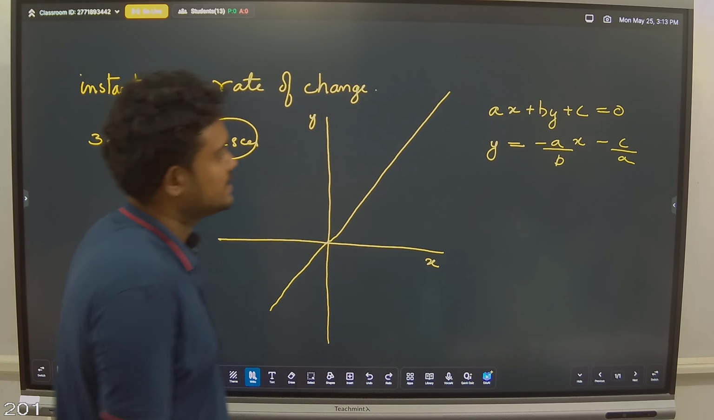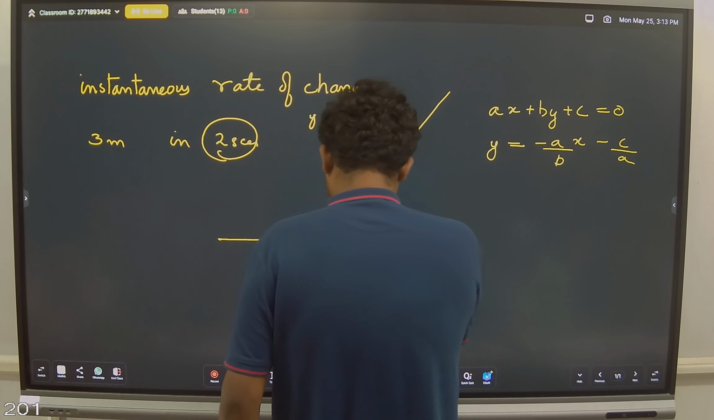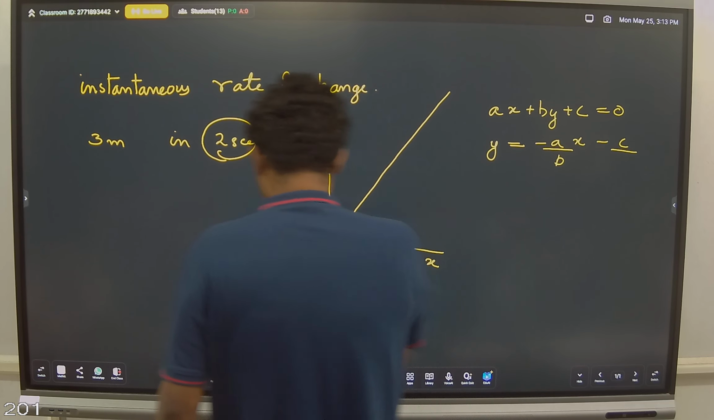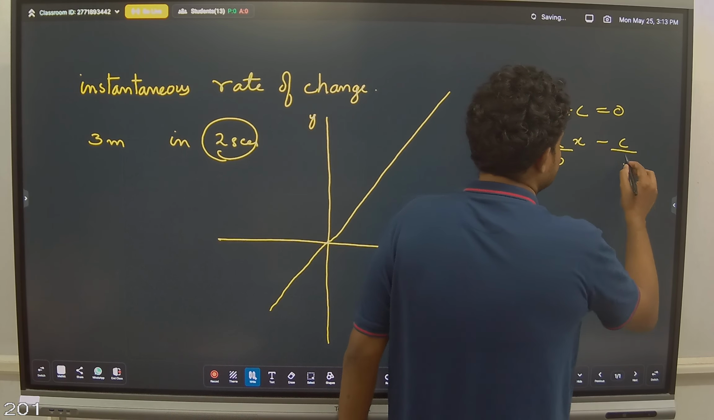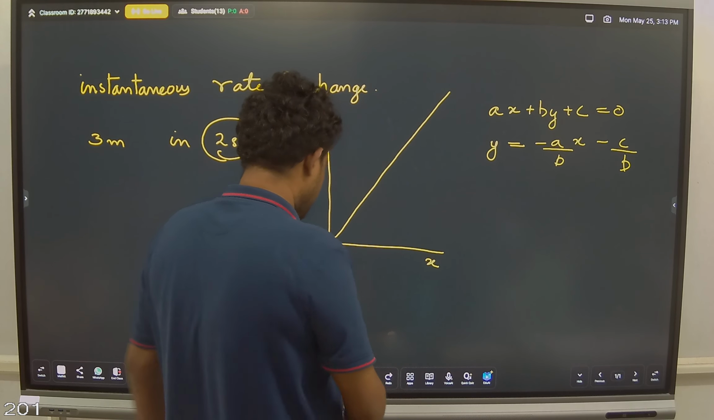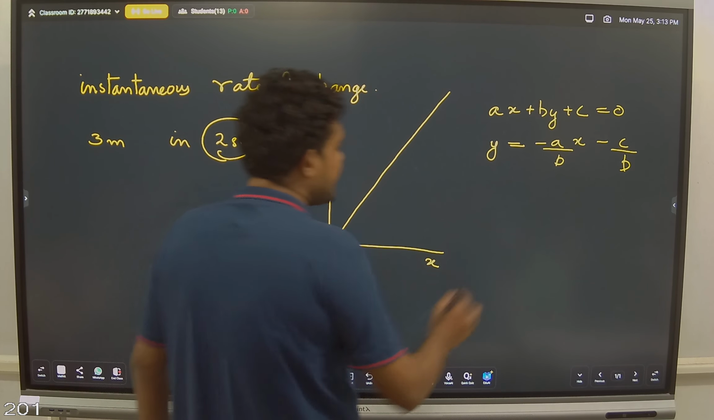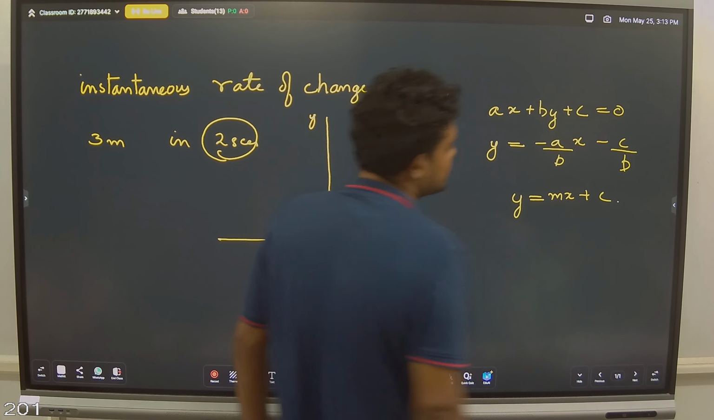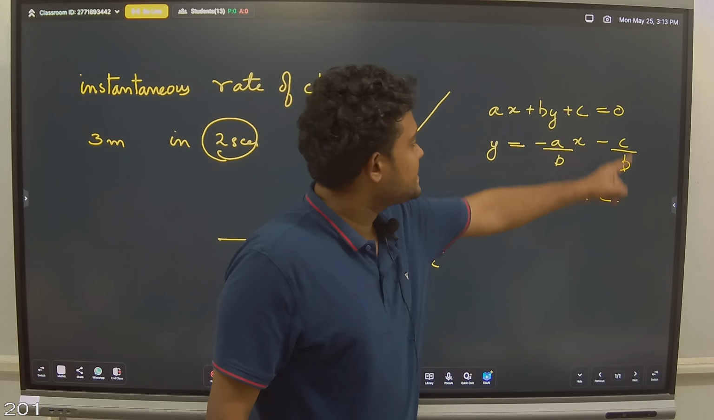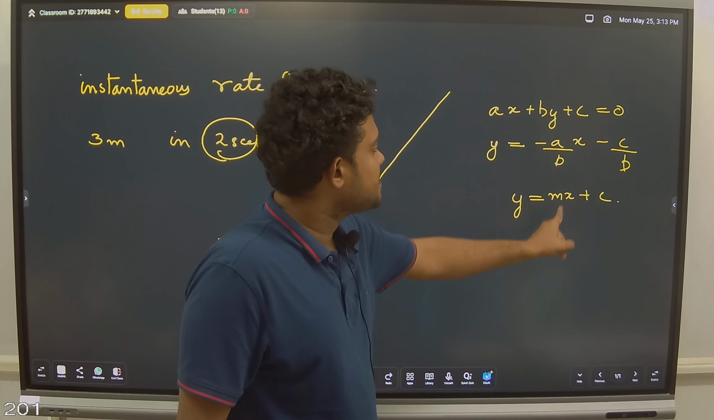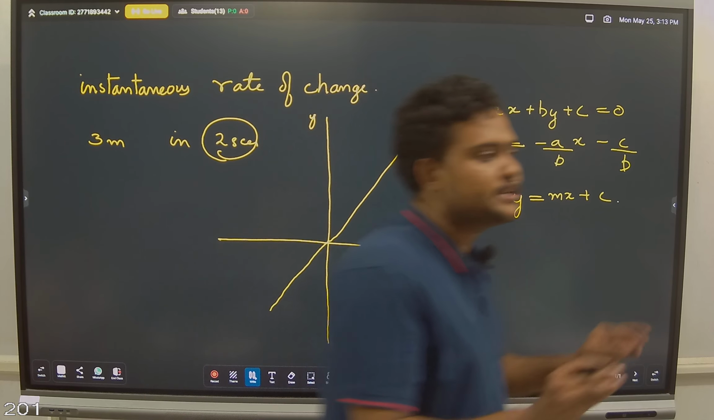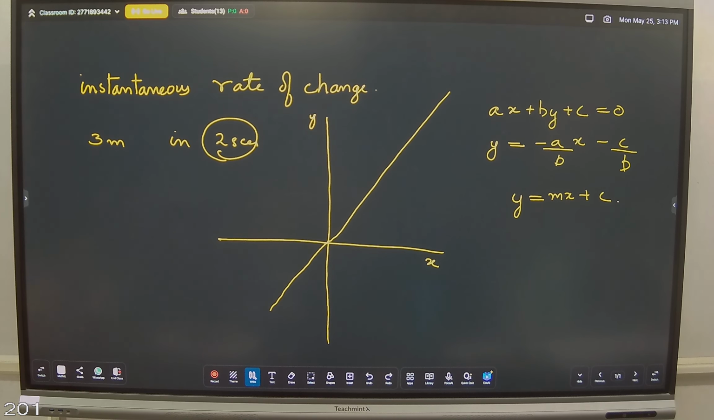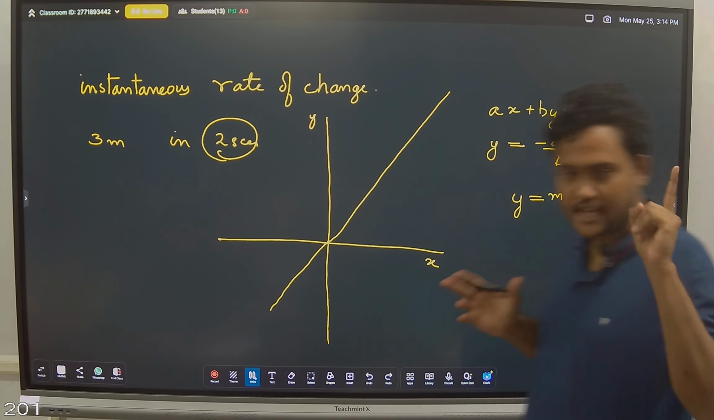So it is possible to get a line in a form like this, y equal to mx plus c, right? Instead of minus c by b, I have substituted c, and instead of minus a by b, I have substituted m. So y equal to mx plus c is a generalized form of the equation of a line, right? I can make the coefficient of y to be 1 without loss of generality, correct?